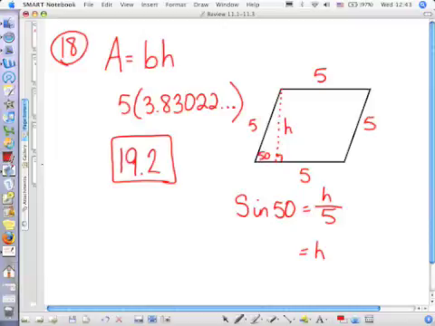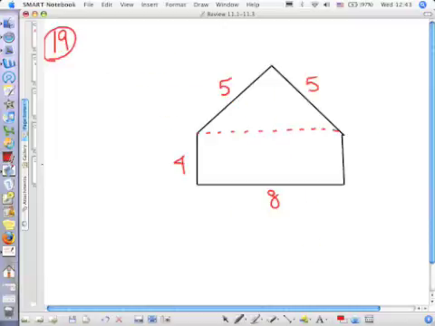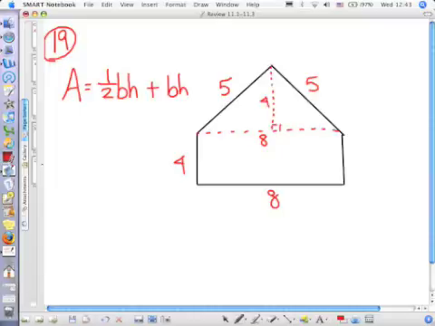All right, number 19. Do we have one formula for this shape? No, because this is a pentagon, and we haven't learned anything about a pentagon yet. But I can separate it into a triangle and a rectangle, which means my formula would be a triangle plus a rectangle, right? Well, in the triangle, do we know the base? The base is 8. The height is not 4. This splits into 4 and 4, right?